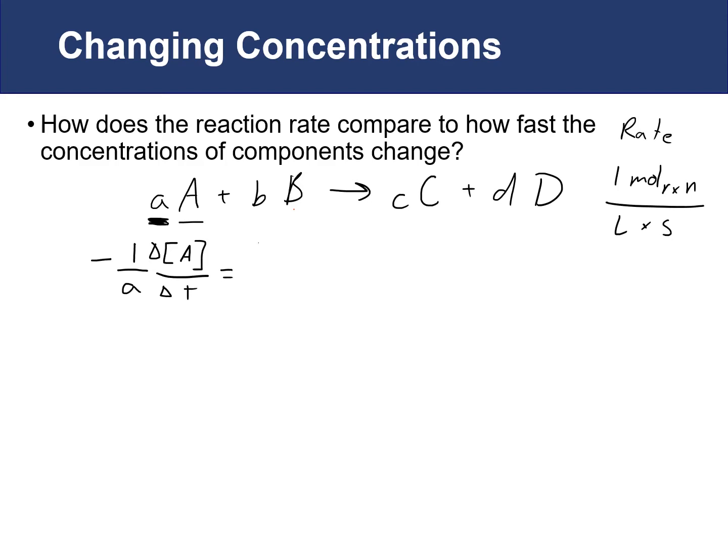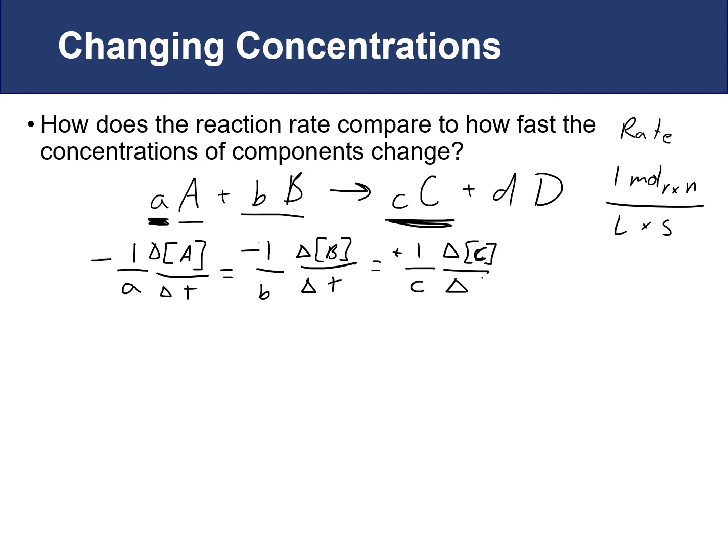This would be equal to negative, because it's a reactant, 1 over little b, the change in the concentration of B per change in time. Now C is a product, so it is being formed, so it would be plus, or you could leave out the plus, 1 over whatever the coefficient in front of C is, the change in the concentration of C over delta t. And that is equal to plus 1 over little d, the change in concentration of D per change in time.